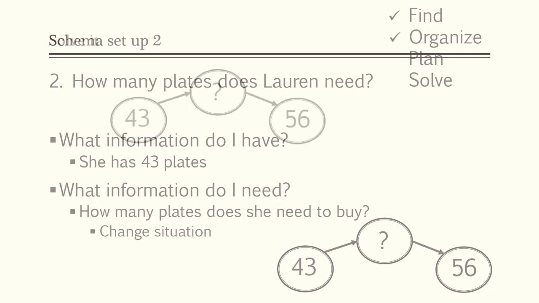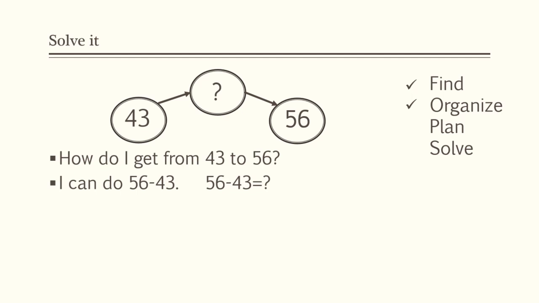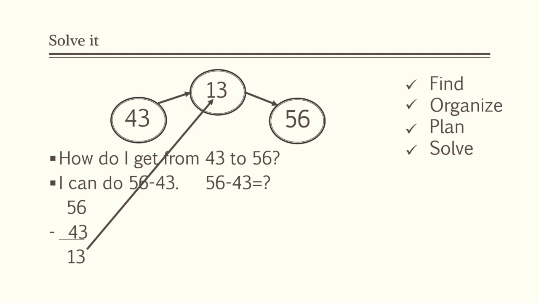So now I've organized. Now I need to plan and solve. So I've done find and organize. Now plan. How do I get from 43 to 56? Well, I know that to get from a big number to a small number and find what's in the middle, I can subtract. Or I can add 1 by 1 by 1, but that might take a long time with this. So I'm going to subtract 56 minus 43. That's my plan. And now I'm going to solve the problem. 56 minus 43 is 13. So Lauren needs to buy 13 plates.